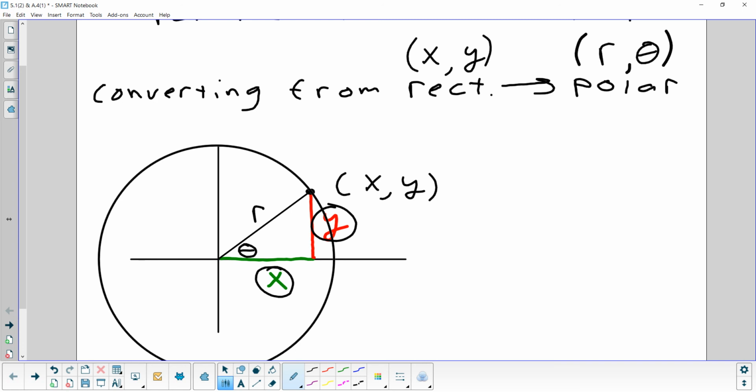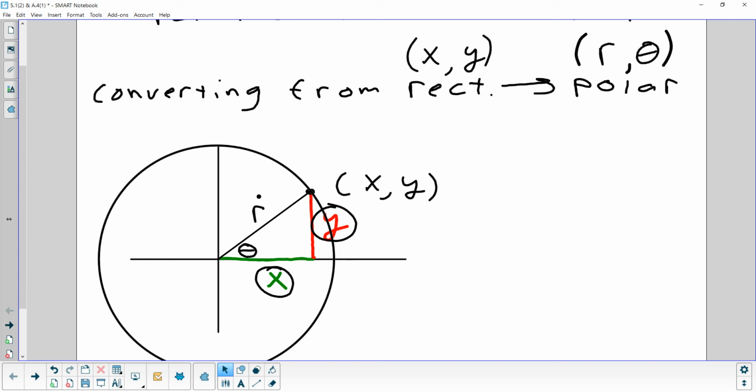I'm going to write this down a little bit more organized in a second, but just to look at it quick. How could you figure out r if you knew x and you knew y? Oh, James, how would you get r? The Pythagorean theorem? Yeah, we can use the Pythagorean theorem because you're going to know two sides of the triangle.